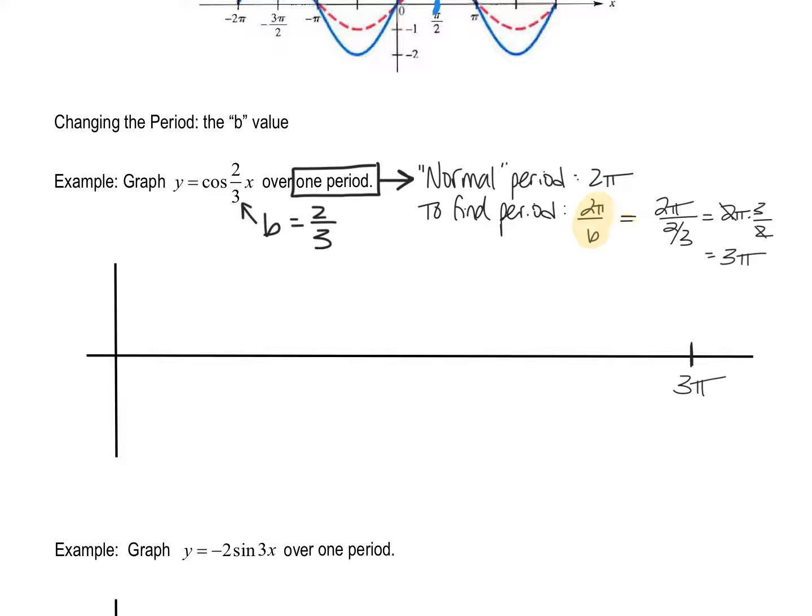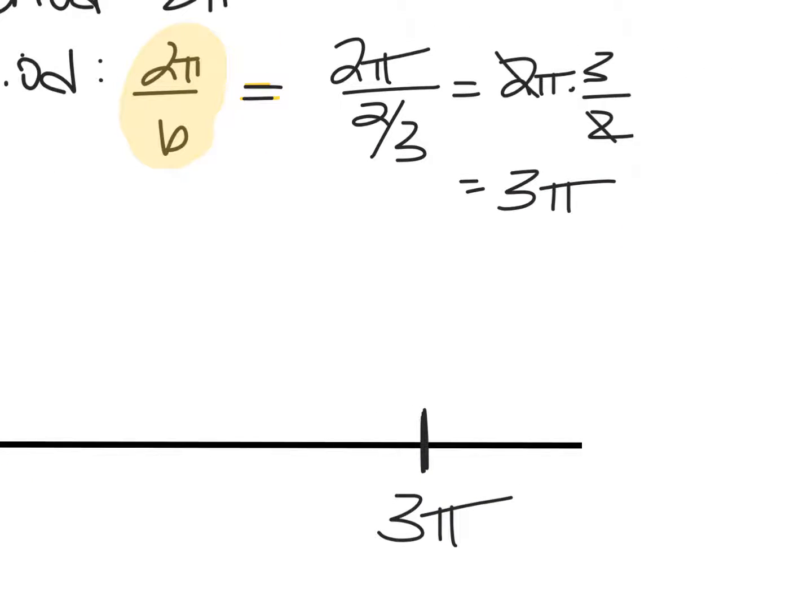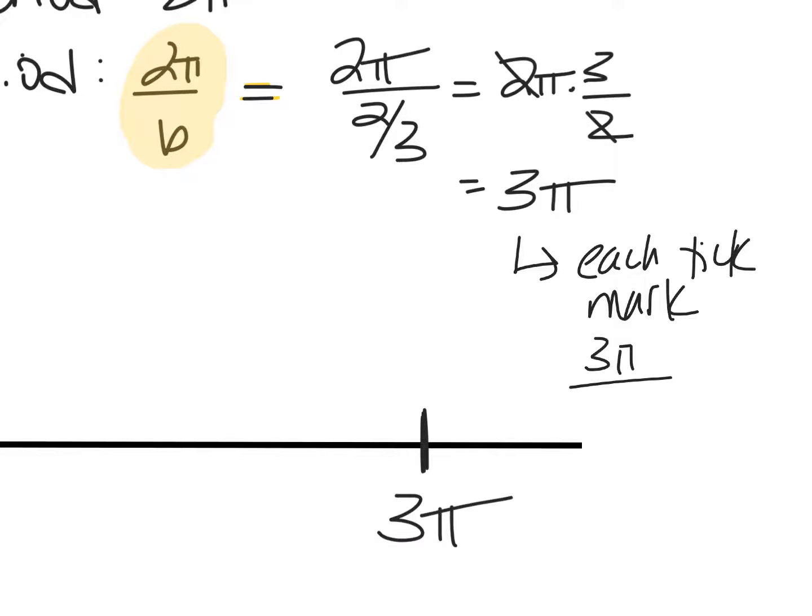And here's another crazy thing, is how do I figure out what all of these other tick marks are? Well, here's where being decent at fractions comes into play. So each tick mark of this is going to be 3 pi divided by 4 because I have 4 tick marks.